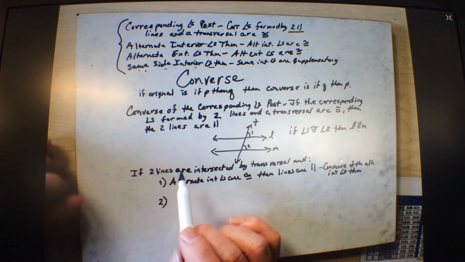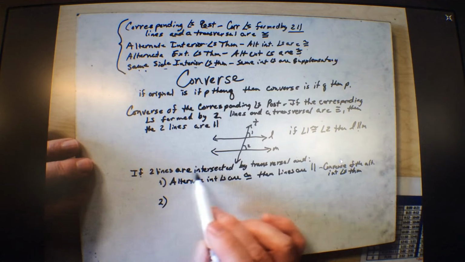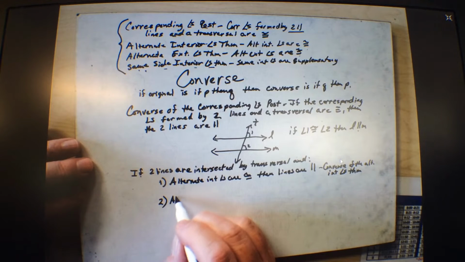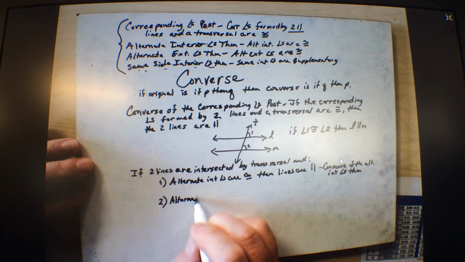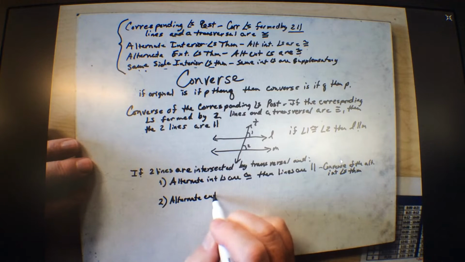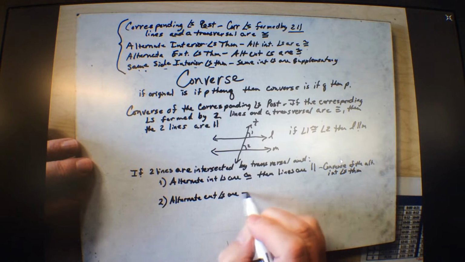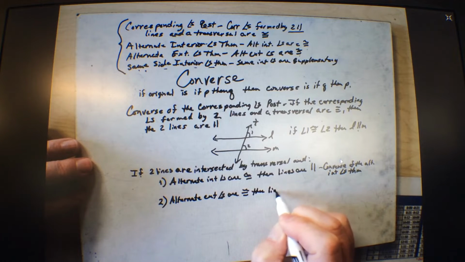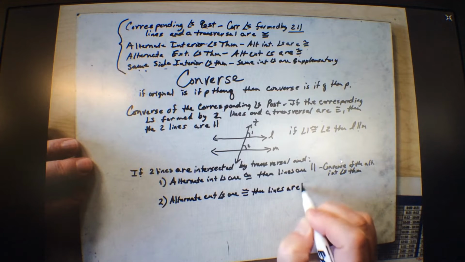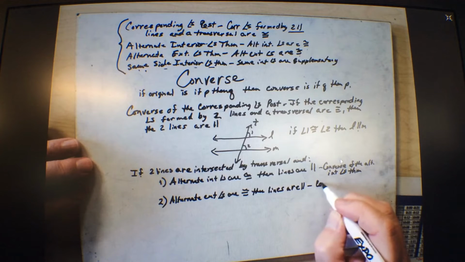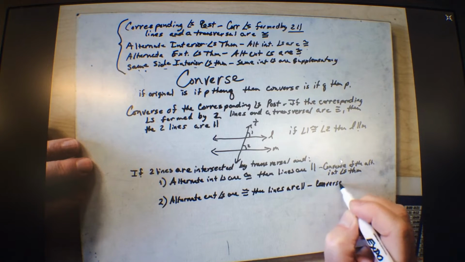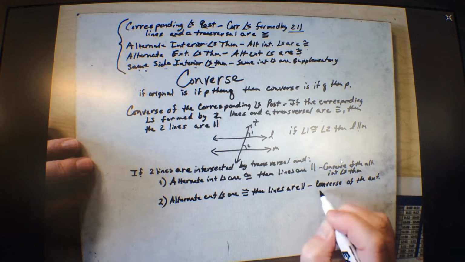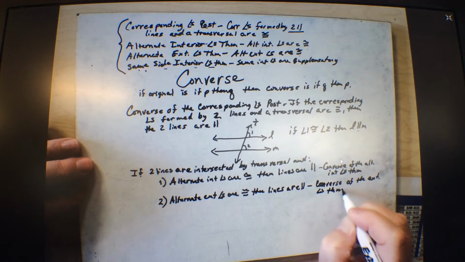Now let's go back to the top and use the same. If two lines are intersected by a transversal and alternate exterior angles are congruent, then the lines are parallel. This is called the converse of the alternate exterior angles theorem. Okay?